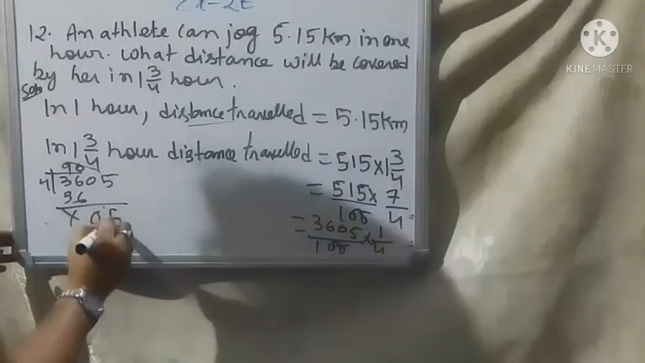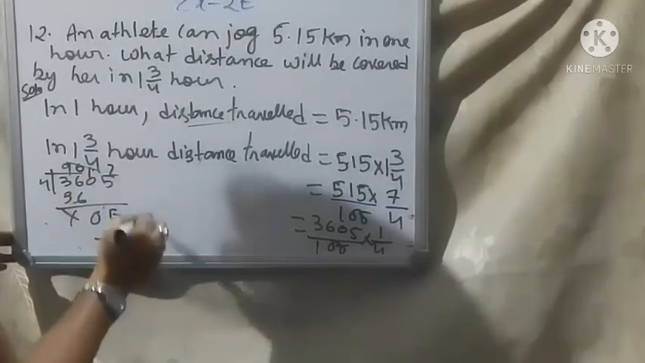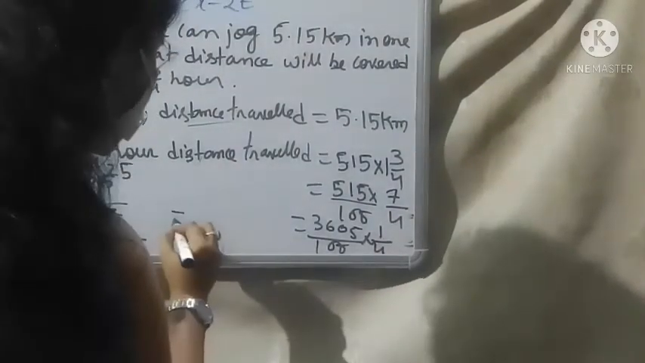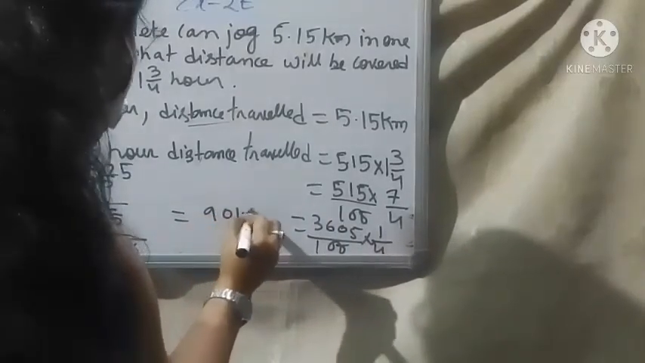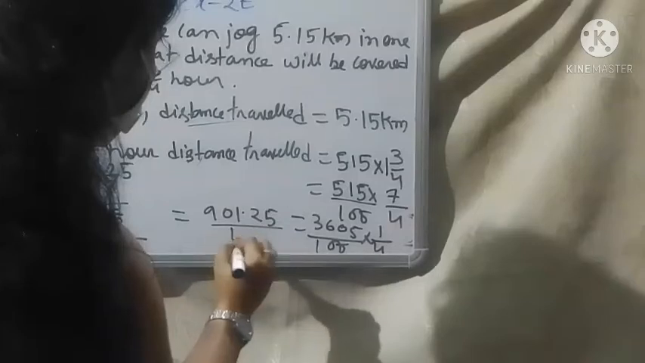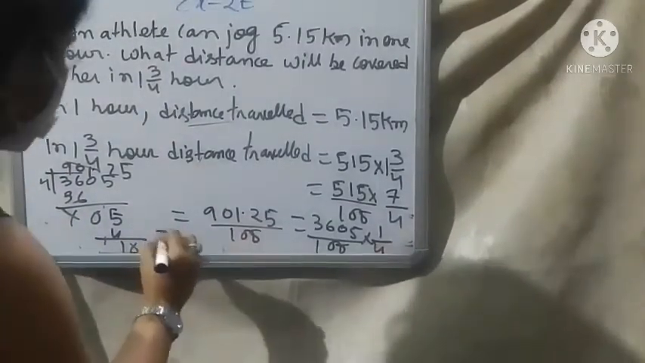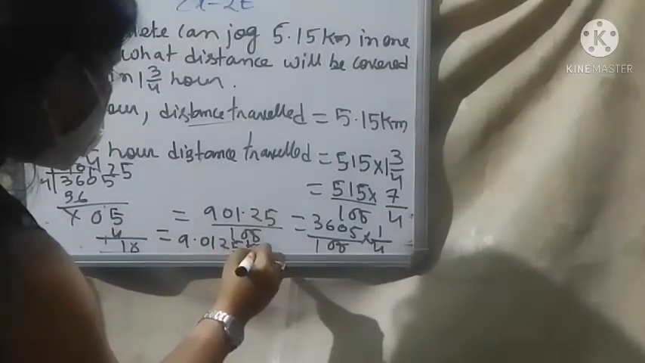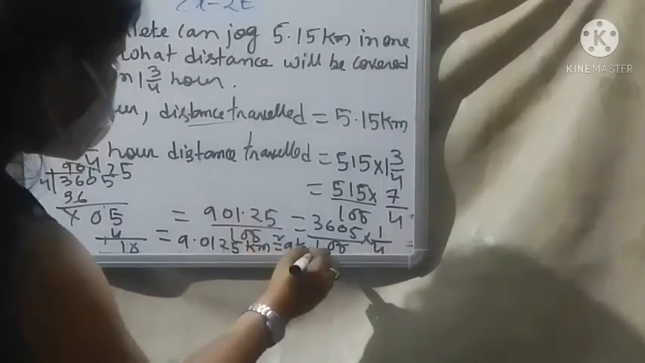Then 5. 4 1s are 4. Again 10. It will go to 5. You divide, your answer will come. This one will come once you divide: 901.25. Now again you will divide by 100. So it will be 9.0125 kilometers, or you can write 9 kilometers approximately.